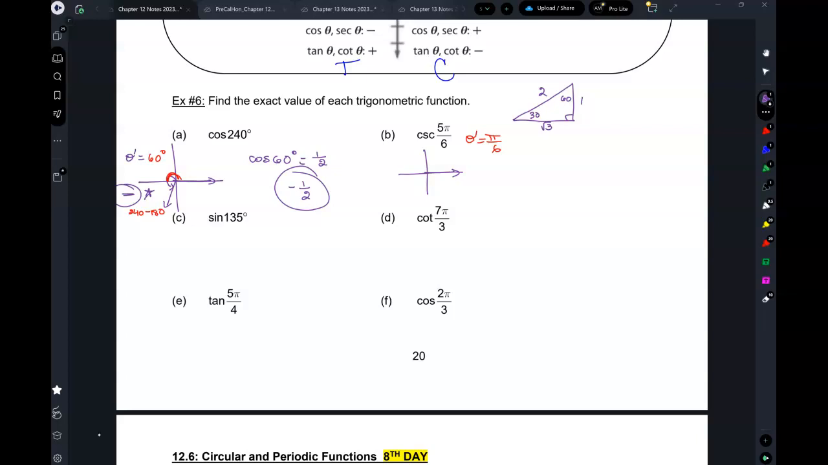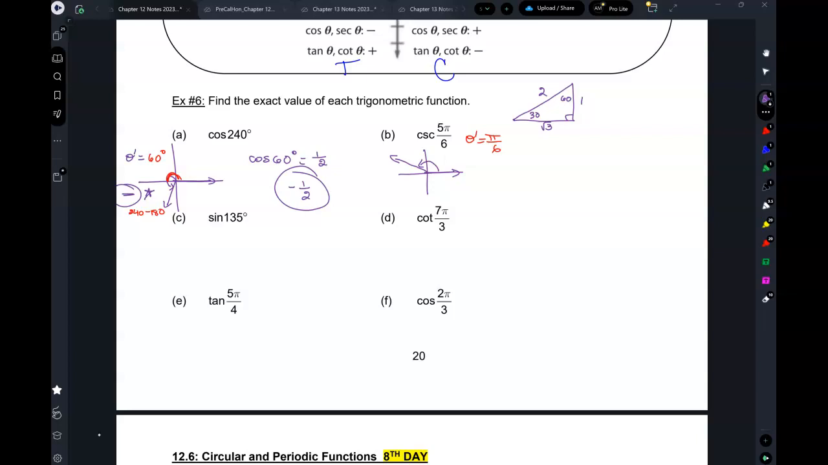It's the second one. You were right. So 1, 2, 3, 4, 5 pi over 6 right here. It's the second one. Now, pi over 6, what's that like? The 30 or the 60? 30. So I need to find the cosecant of 30.